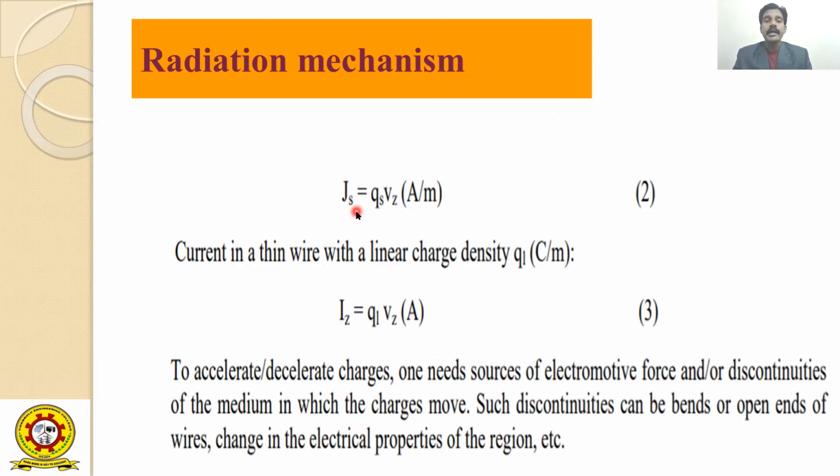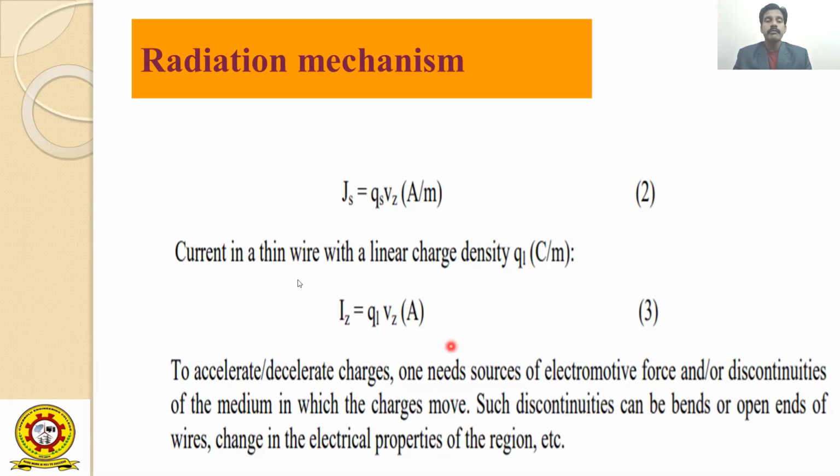But all our antennas are available as thin wire or planar surfaces. Therefore, we modify this equation into its common form: the current in the thin wire equals the charge along that line, Ql, multiplied by the same velocity of the electrons. So the current density becomes a unique form, the current along the z direction. Therefore, Iz equals Ql multiplied by vz, with units of current in amperes.